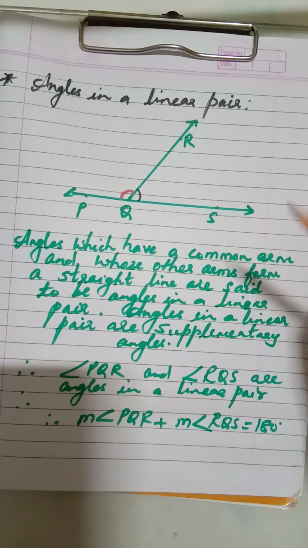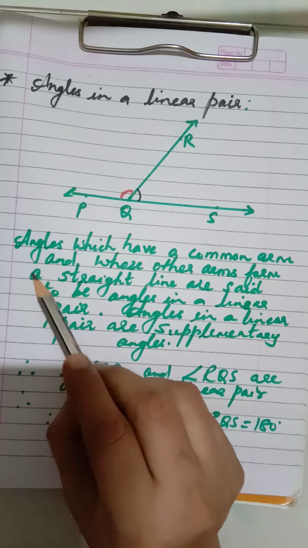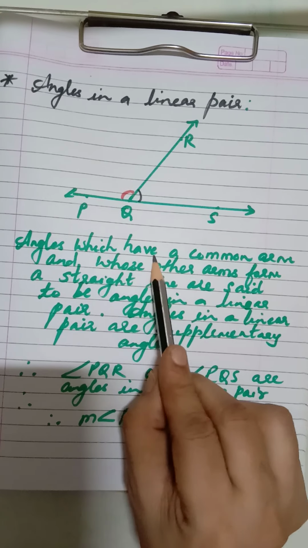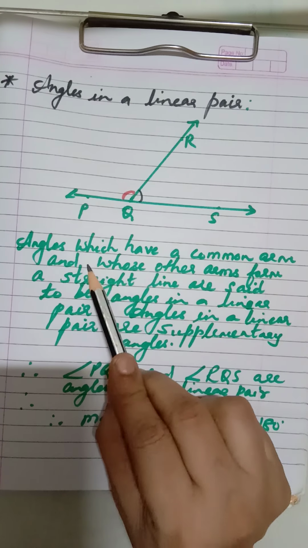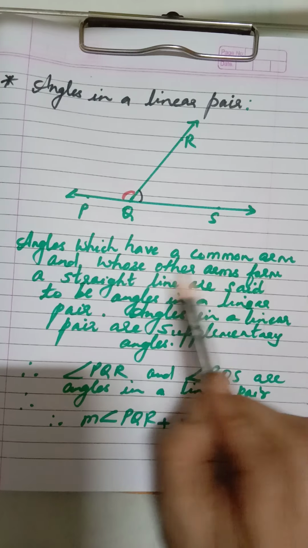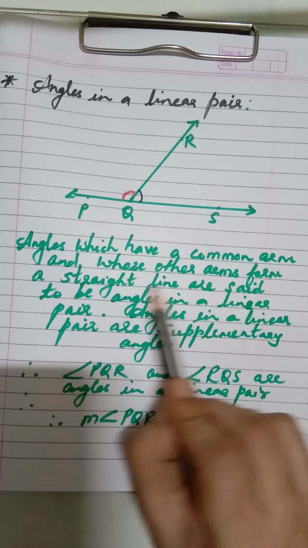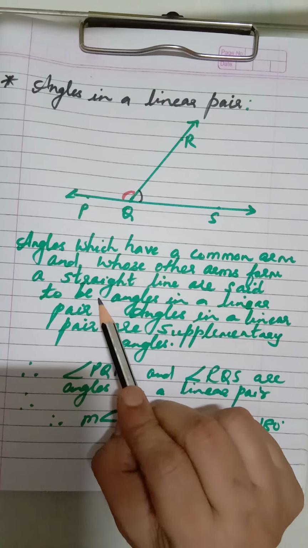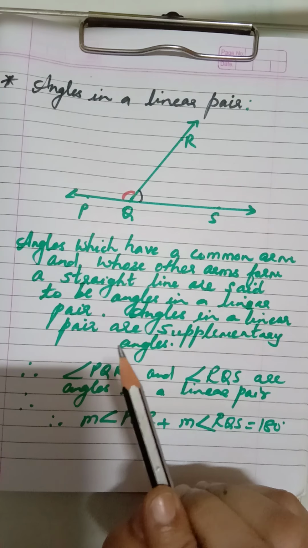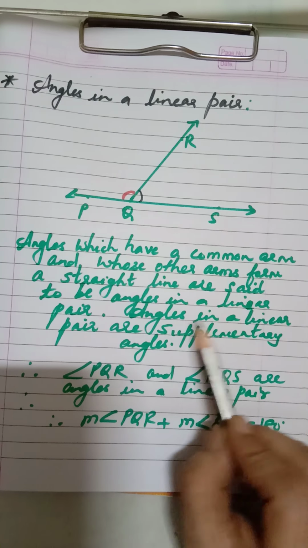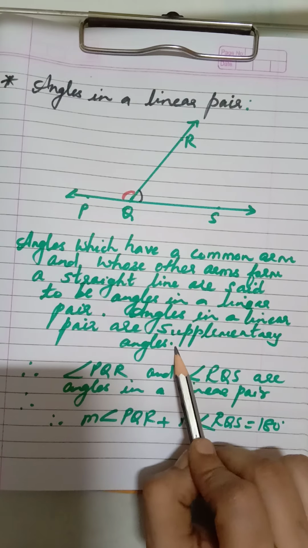Let me first read out the definition which I have already written for you. Two angles which have a common arm and whose other arms form a straight line are said to be angles in a linear pair. And angles in a linear pair are supplementary angles.